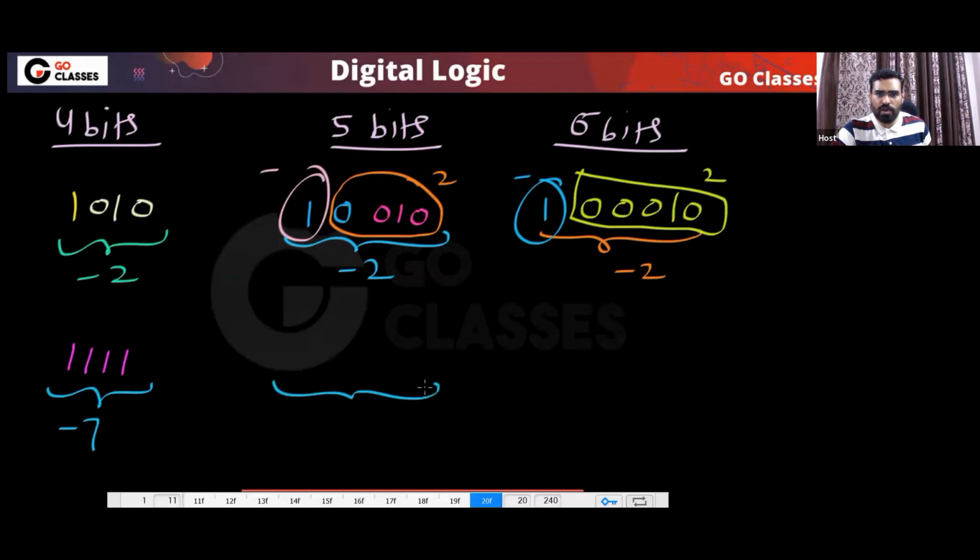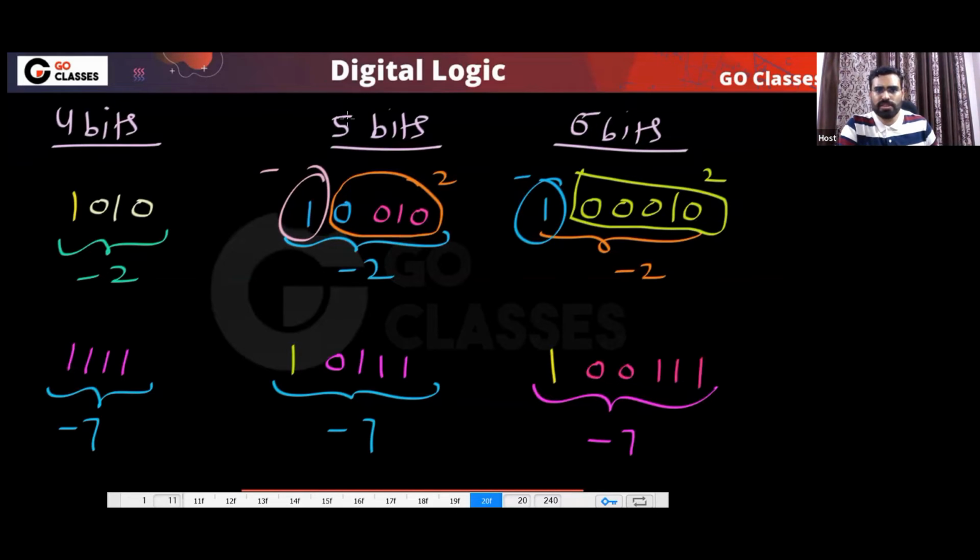The same data, how will you put it in 5 bits? Very simple. This will give you minus and this will give you 7. The same data, how to put it in 6 bits? This will give you minus and this will give you 7. Okay, so this is the idea.